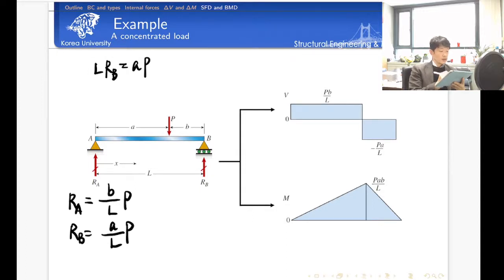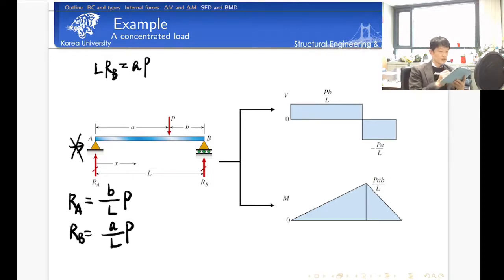Once we have the information about RB, we can determine RA using the force equilibrium in the vertical direction. Please note that this is a hinge support. A hinge can resist the horizontal force component too. But we don't have any force in the horizontal direction. That's why we don't have any reaction component in the horizontal direction at the hinge support, although the hinge can resist both force in the horizontal direction and force in the vertical direction. Okay, now we have determined the reactions.